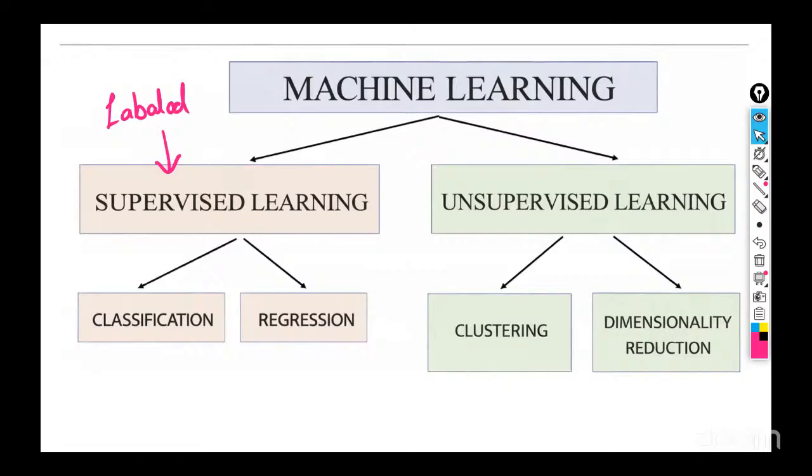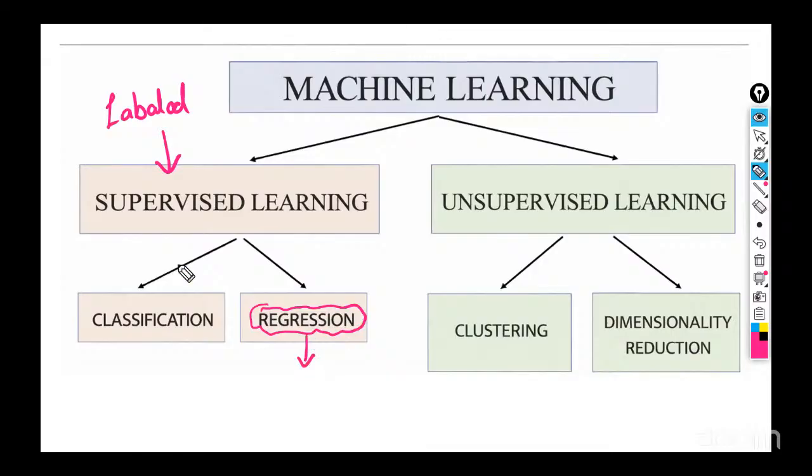Okay. So supervised learning has labeled data, right? Next, supervised learning can solve two types of problems. First is classification and second is regression, right? Now, what is the meaning of classification and what is the meaning of regression? First, let's understand what exactly regression means.